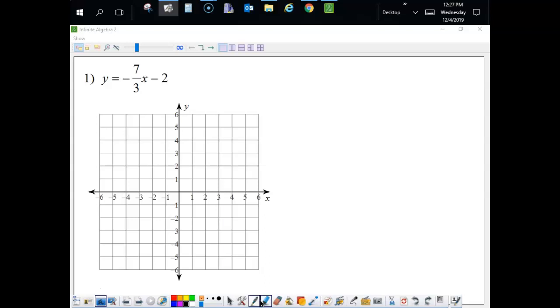Where do I start at? Negative 2. That's my y-intercept, and where do I go from there? Down 7. Across, right 3. So from here down 7. So that's going to put me at 1, 2, 3, 4. I've got to go off my chart a little bit. 5, 6, 7. I can cheat. And then across 3. Something like that.